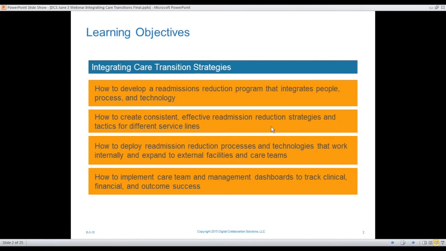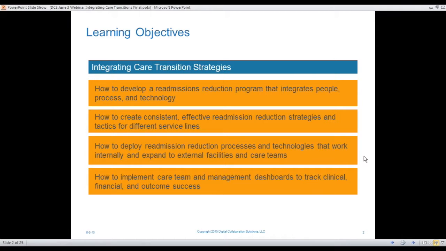Our learning objectives are really four broad areas. To look at the issues of readmissions reduction and understand how to put in place a program that integrates people, process, and technology. To do that so that you have consistent, effective strategies across different service lines in your hospital or your healthcare setting, to look at how to deploy those processes and technologies that work both within your organization, but also expand to other facilities and the broader care team that your patients have.